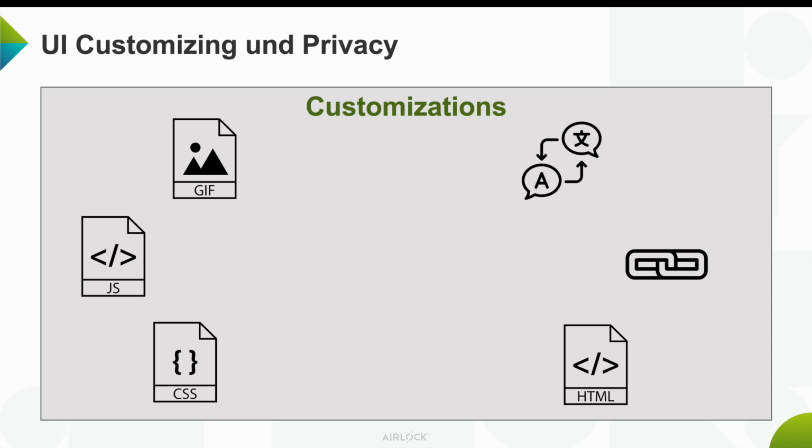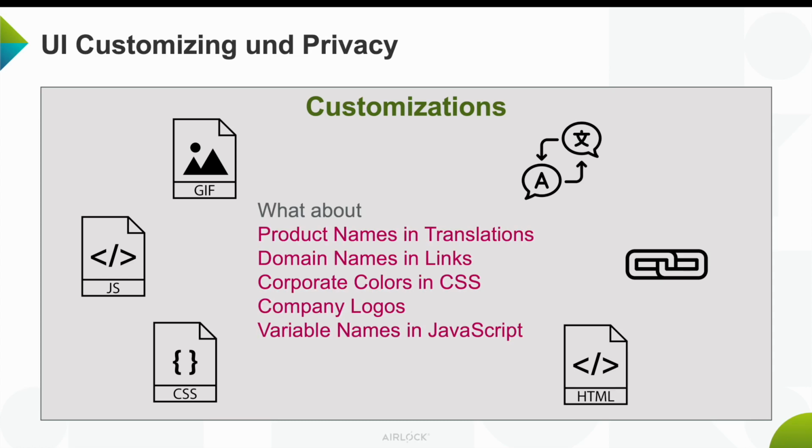The feedback we received is that customers were telling us that, hey, there is a problem because we have product names in translations, we have domain names in links, we have corporate colors, company logos, variable names in JavaScript, and we do not want this mixed from different customers or partners into the same customization, because then in the browser, if you look at the resources that you retrieve there, you can see that we have these partners or customers on our IAM. And that's from a privacy perspective not acceptable to us. So find a solution. And that's actually what we did.